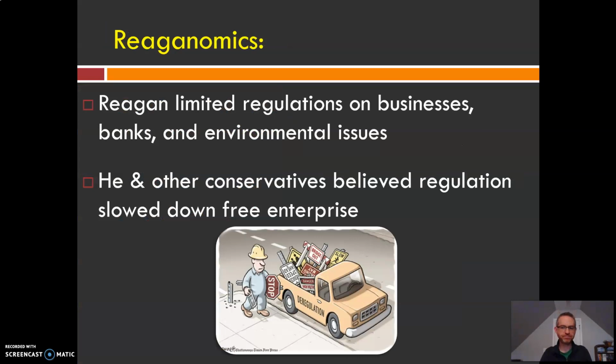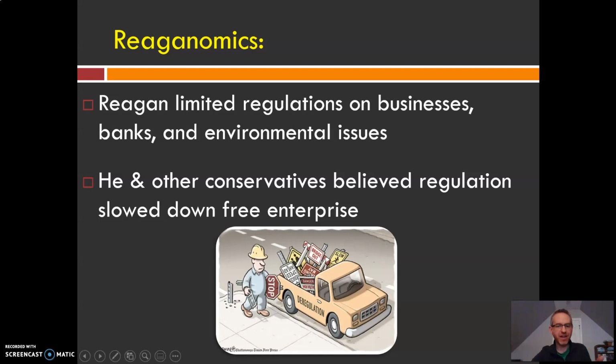Reagan's going to limit all kinds of regulations because, remember, we want to pull back on how much government is involved in people's lives. So he pulls back regulations on businesses and banks and the environment. People felt like these regulations slowed down free enterprise. If I have to worry about all these regulations, I can't grow my business. I've got to make sure I'm doing what the government wants me to, is the idea.